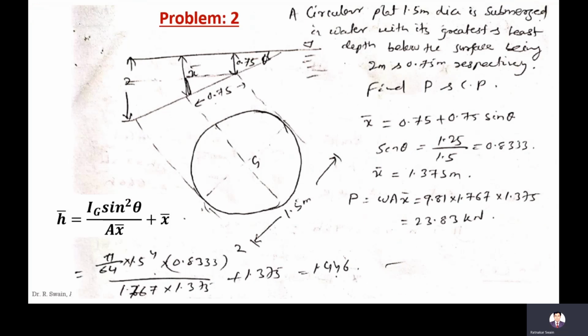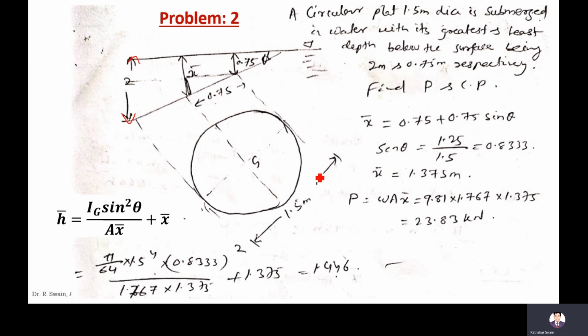Come to the next problem. In this problem, there is a circular surface. A circular plate 1.5 diameter is submerged in water with its greatest and least depth below the surface being 2 meter and 0.75 meter respectively. Its least depth is 0.75, greater depth is 2 meter, and the diameter is given as 1.5 meter.